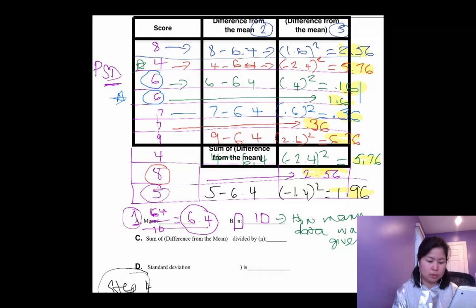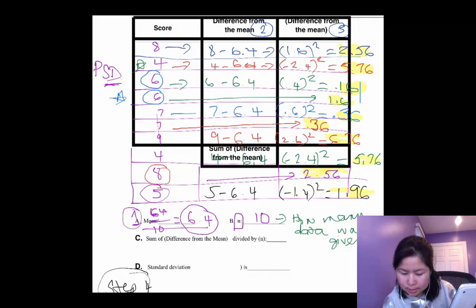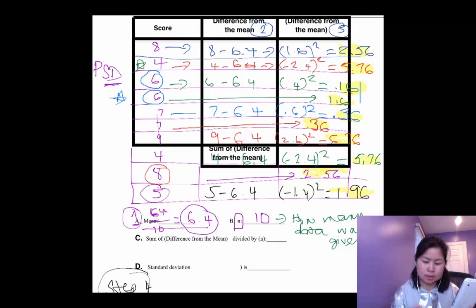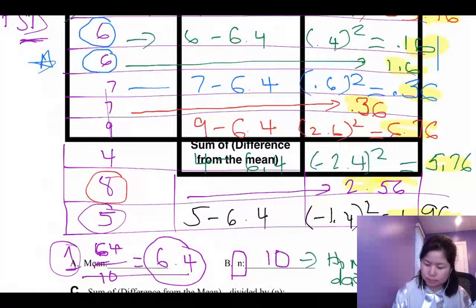So 2.56 plus 5.76 plus 0.16 plus 0.16. What happened? What did I do?